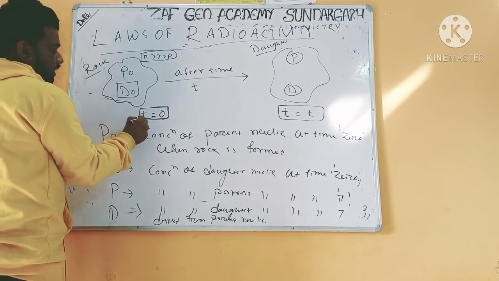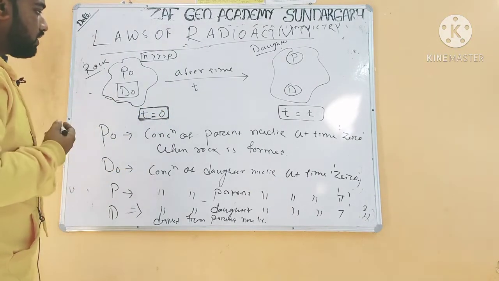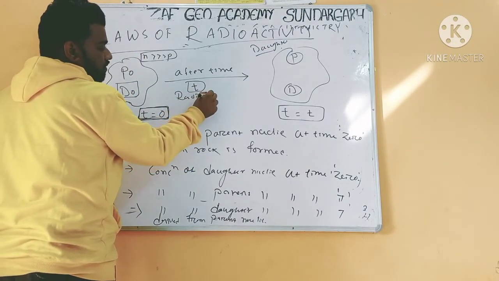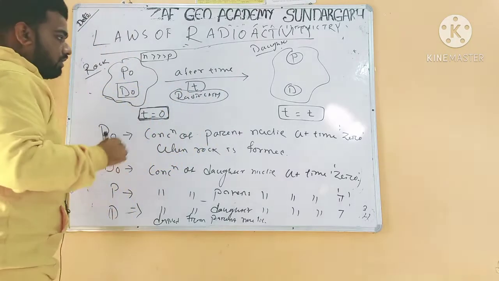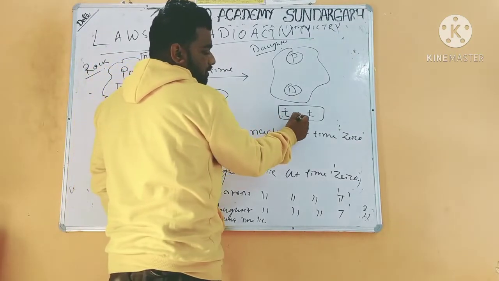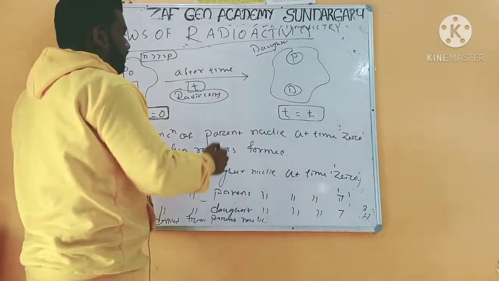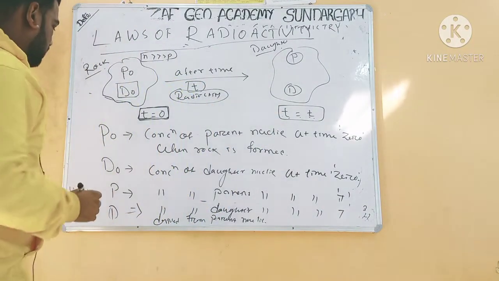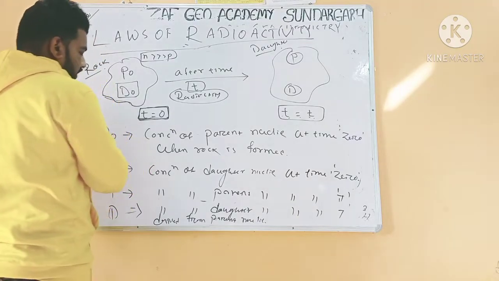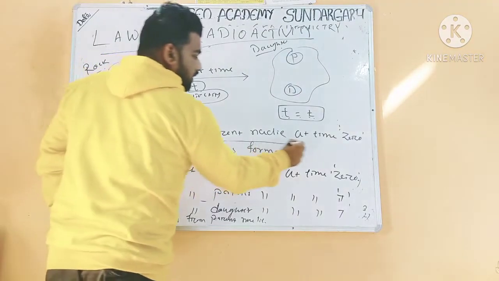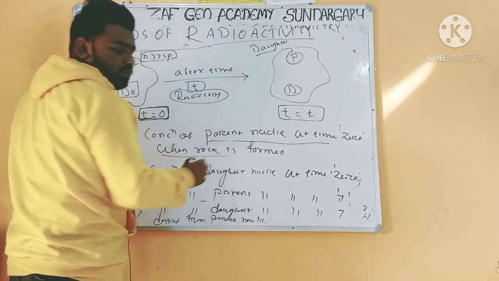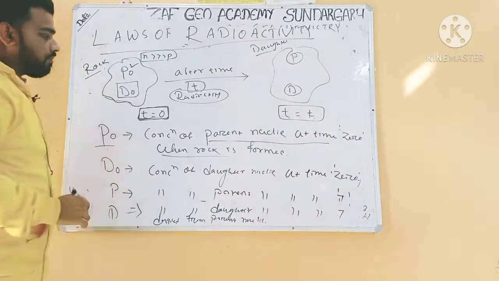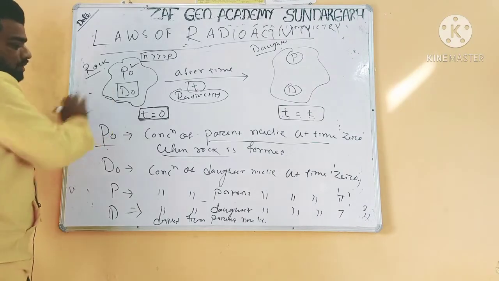Suppose here I am looking at time t is equal to 0, meaning zero time, and after time t, due to the process of radioactivity, to attain stability, it is converted to this rock. So here time is equal to t. Here P naught converted to P and D naught converted to D. So what is P naught? P naught is the concentration of parent nuclei at time 0 when the rock is formed. When the rock is formed, we take the time as 0.